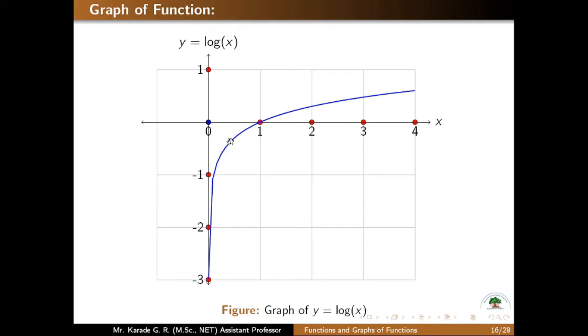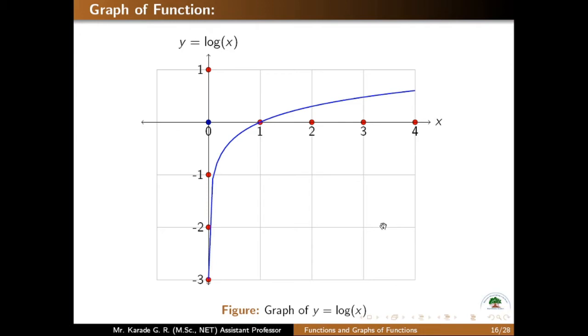Okay. Similarly, we see on this side of that graph, when x becomes smaller and smaller, when x approaches 0, the values of function approach minus infinity. Okay, so in other words we say the limit of log x is minus infinity as x approaches 0. So this is the graph of function log x.